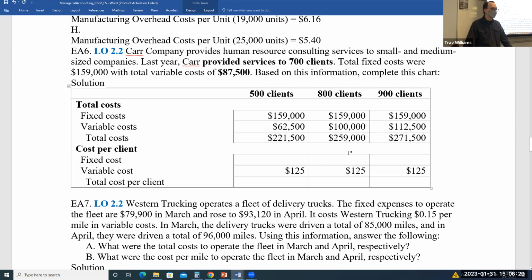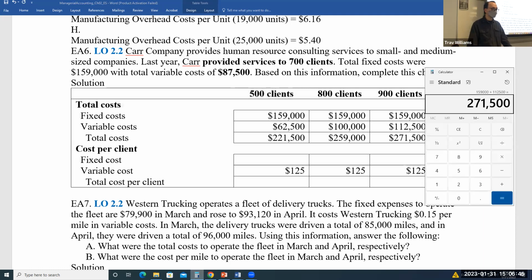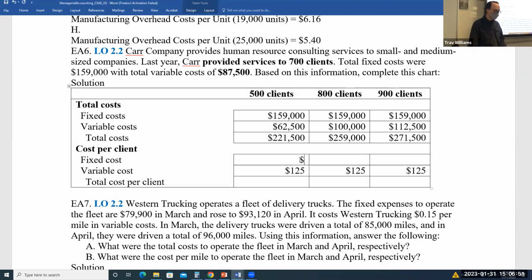All right. Next, we can figure out our fixed cost per client. How can we do that? We divide the total fixed cost by the amount of clients. Yep. We'll take our total fixed costs, divide by 500 clients. That's $318 per client.